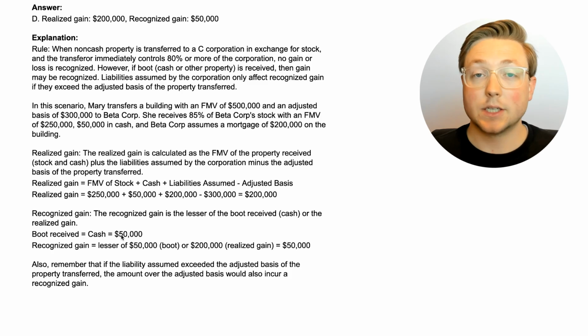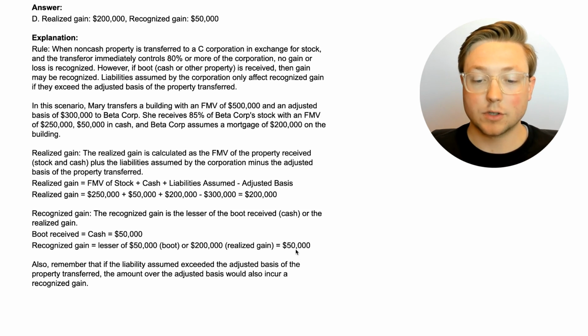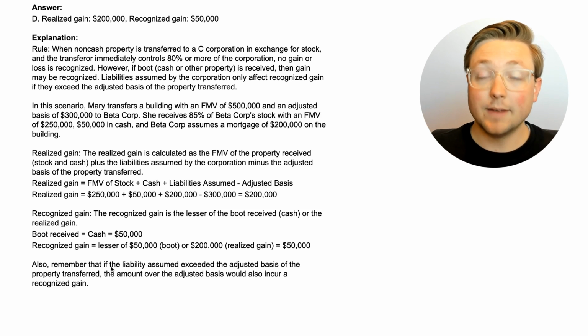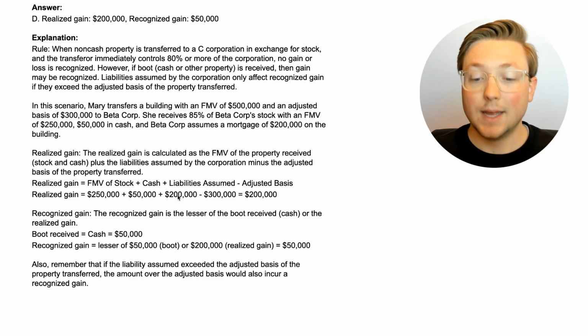In this case, the cash was $50,000, so that's the boot. And again, the recognized gain is the lesser of the $50,000 boot or the $200,000 realized gain, so obviously it's the $50,000. So even though there was a realized gain of $200,000, and even though Mary controls more than 80% of the company, because there was this boot received of cash on top of the stock, that is the recognized gain.